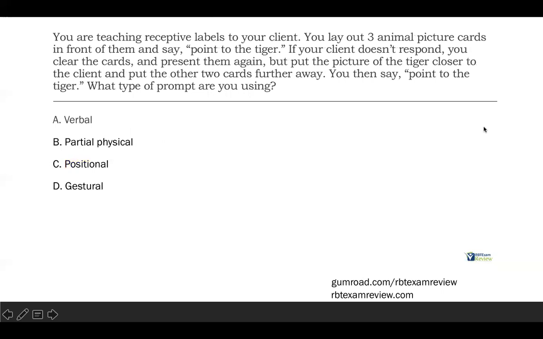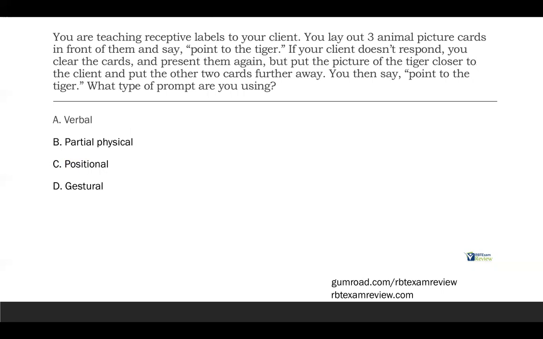You're teaching receptive labels to your client. You lay out 3 animal picture cards in front of them and say, point to the tiger. If your client doesn't respond, you clear the cards and present them again, but put the picture of the tiger closer to the client and put the other 2 cards further away. You then say, point to the tiger. What type of prompt are you using?